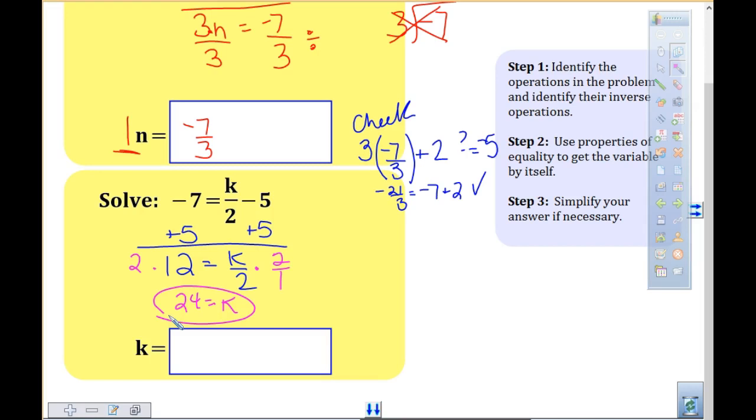So this is where this check comes in really handy. Because if I ask you to check this, and you put negative 7, the original problem, right? And the question is, is it equal? And then you put k, which is 24, divided by 2 minus 5. 24 divided by 2 is 12. And 12 minus 5 is 7. And some of you will just say, yeah, it checks. Does that check? Is negative 7 ever equal to 7? No, that is not a check for this.